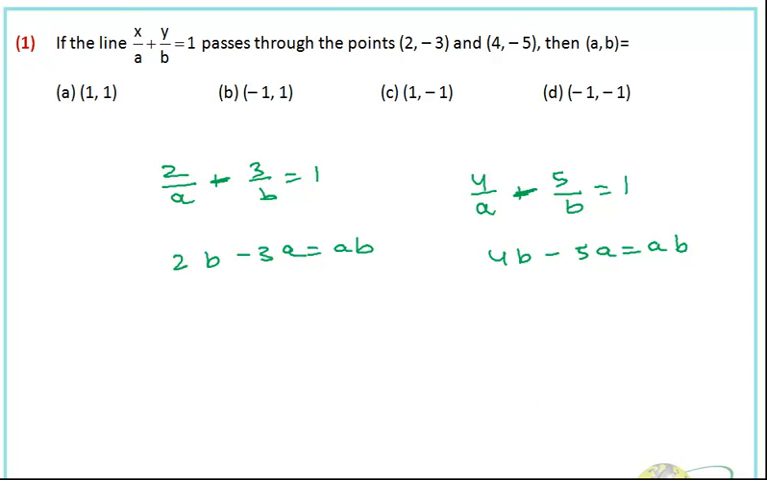Okay, or if you don't want to go for the cross multiplication, you can directly solve it. It is 2 by a, it is 4 by a, so I multiply this equation on both sides by 2. So it is 4 by a minus 6 by b is equal to 2, and it is 4 by a minus 5 by b is equal to 1. I deduct this from this.